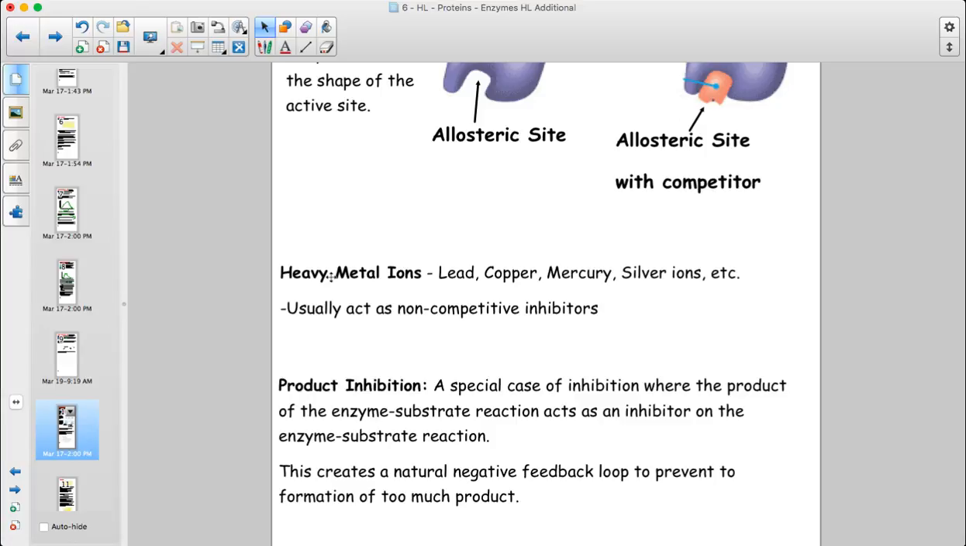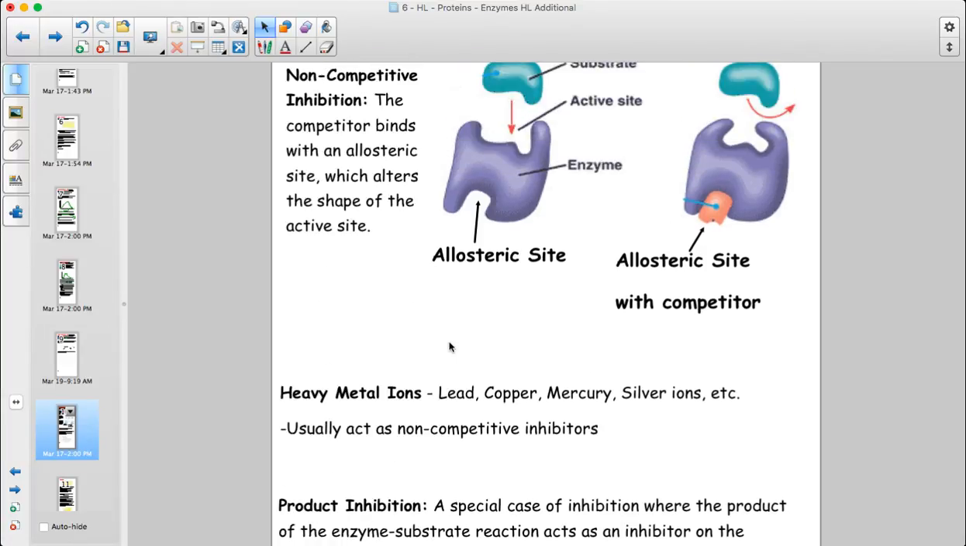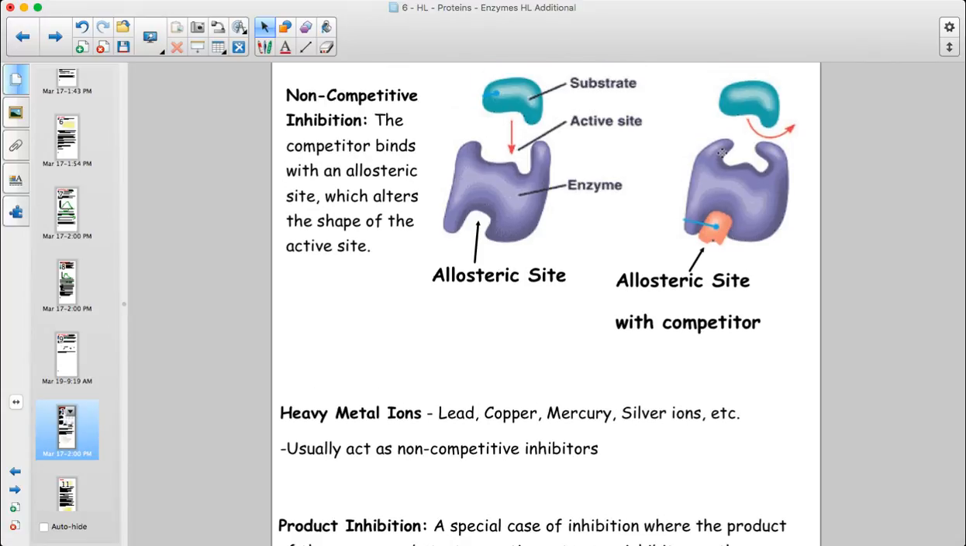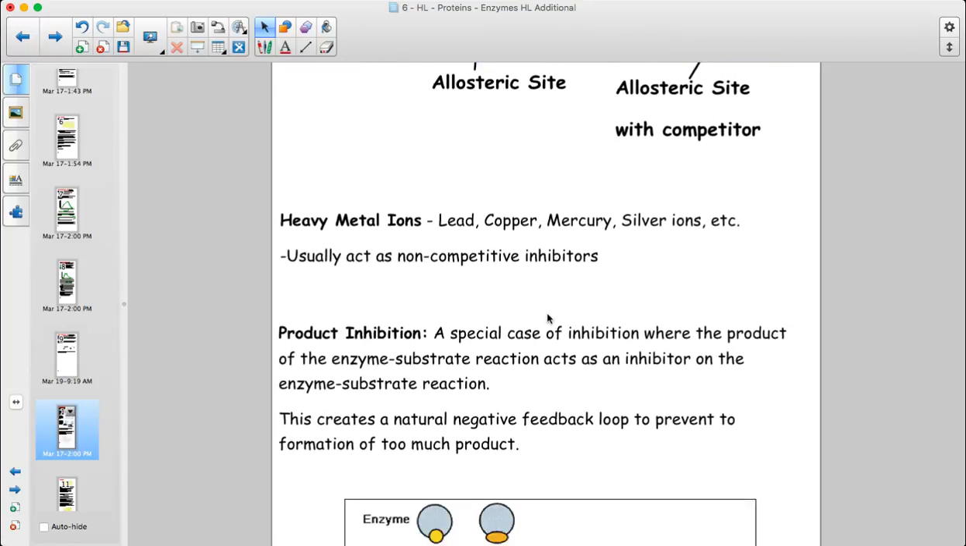Heavy metal ions are usually thought to act as non-competitive inhibitors. They don't necessarily have to bind to the active site, but their positive charge and the covalent bonds that they form with the enzyme at other sites is so influential that it can change the shape of the active site permanently, and therefore render the enzyme completely ineffective anymore.